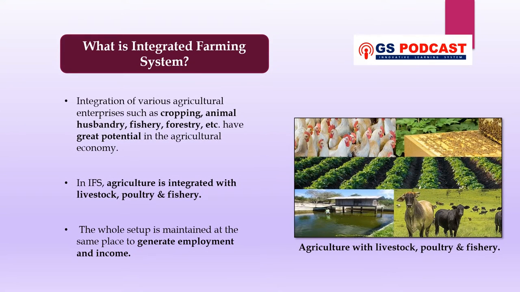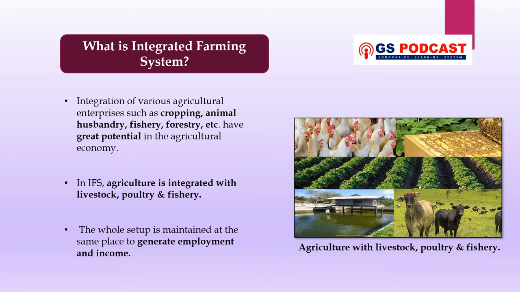Now let's understand what is integrated farming system. So at present, the farmers concentrate mainly on crop production, which is subjected to a high degree of uncertainty in income and employment to the farmers. And in this context, it is imperative to evolve a suitable strategy for augmenting the income of a farm.